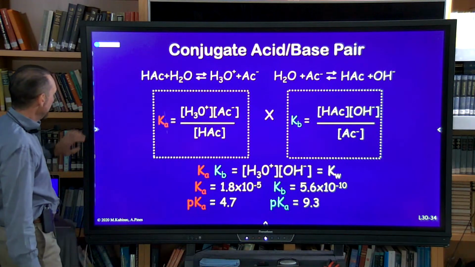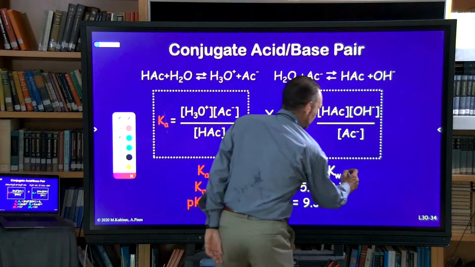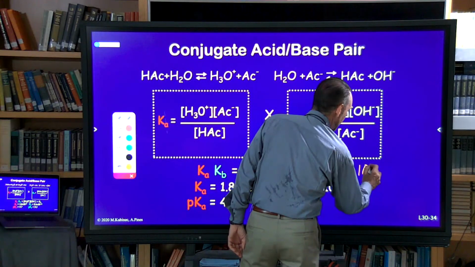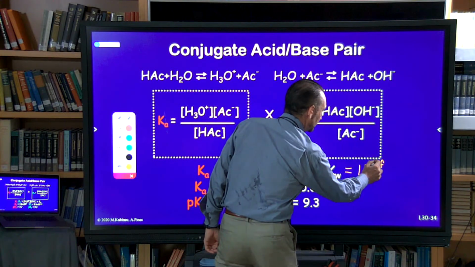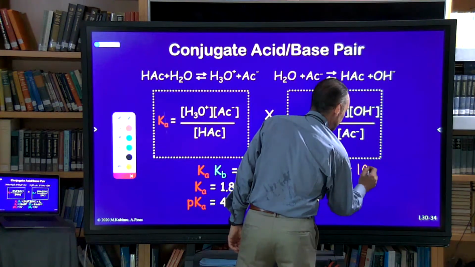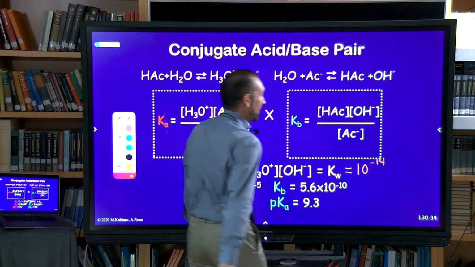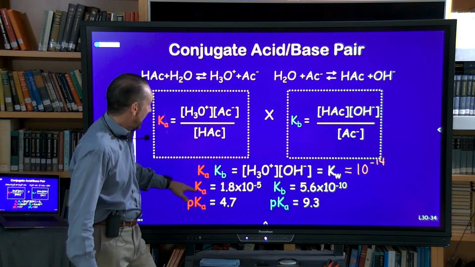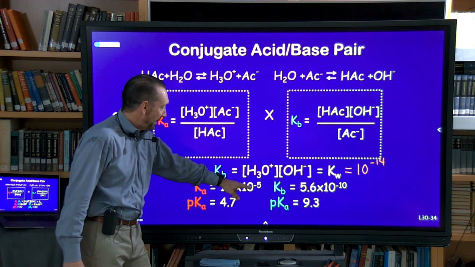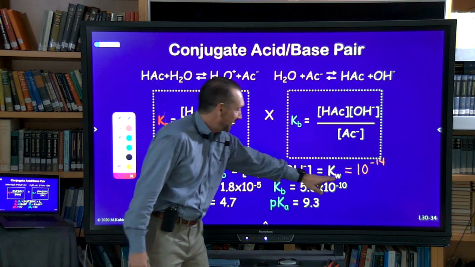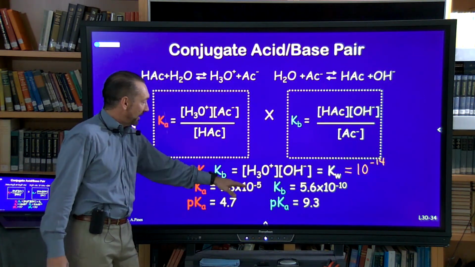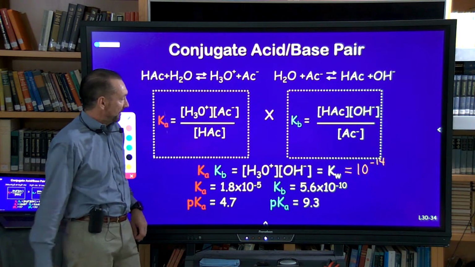I don't know why I didn't put that up there, so I'll do it now to remind us. This is 10 to the minus 14. So that means Ka times Kb has to be 10 to the minus 14, and you can see it there. That's about 10 to the minus 5, that's about 10 to the minus 10, and that's about 10 to the minus 14. You take the actual product, it will be 10 to the minus 14.